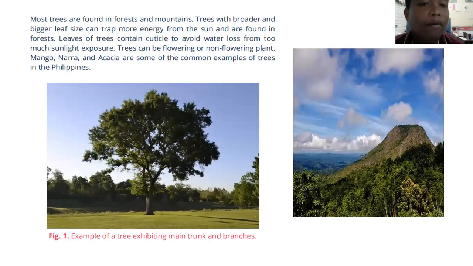Most trees are found in the forests and mountains. Trees with broader and bigger leaf size can trap more energy from the sun and are found in forests. Leaves of trees contain cuticle to avoid water loss from too much sunlight exposure. Trees can be flowering or non-flowering. Mango, narra, and acacia are some of the common examples of trees in the Philippines. We have many trees here in the Philippines.